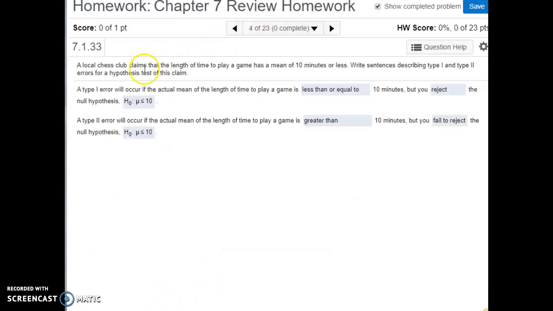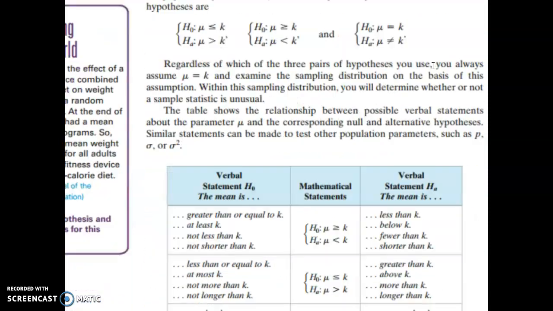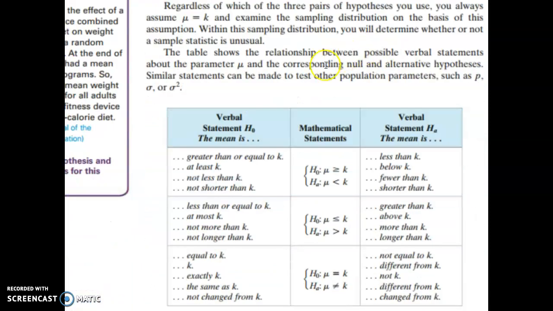Number 4, again looking at type 1 and type 2 errors. A local chess club claims that the length of time to play a game has a mean of 10 minutes or less. Other ways to say that is that the mean game time is at most 10 minutes. It's not more than 10 minutes, not longer than 10 minutes. And so we're going to get a null hypothesis of less than or equal to 10 minutes. Our alternative would be that the mean is actually greater than 10 minutes.